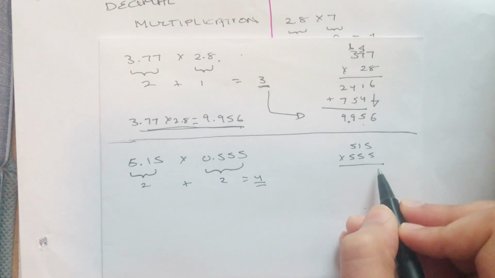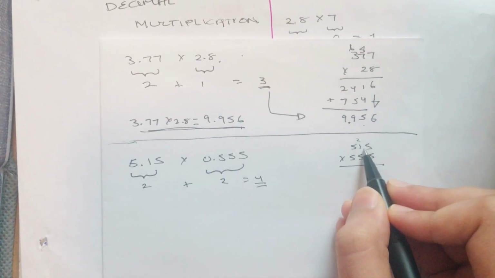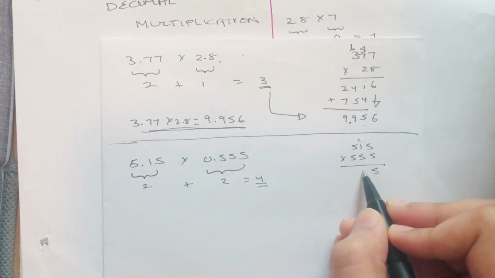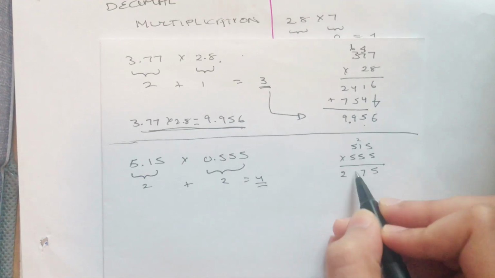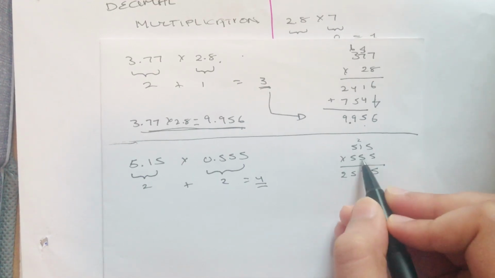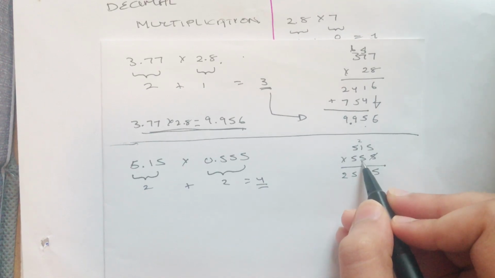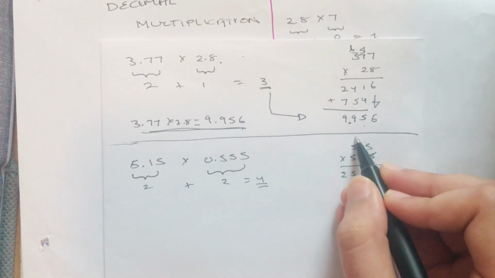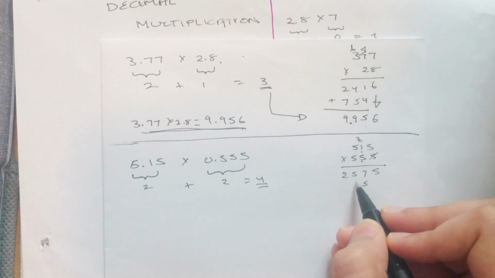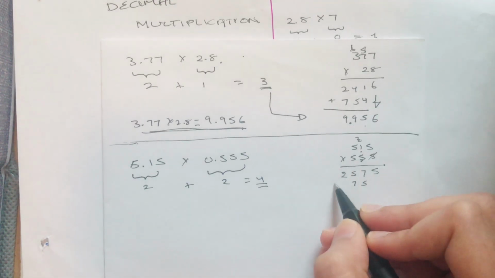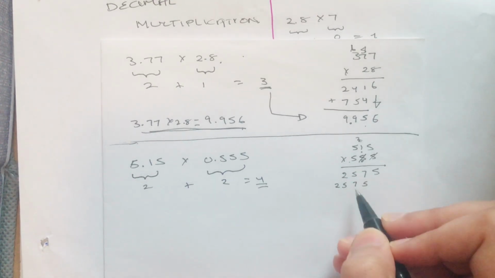Let's begin. 5 times 5 is 25. 5 times 1 is 5, plus 2 is 7. 5 times 5 is 25 again. And let's go back. So we're done with this one. Let's go to the next number. 5 times 5 is 25. 5 times 1 is 5, plus 2 is 7. 5 times 5 is 25. We're done with this. Let's go to the third number.